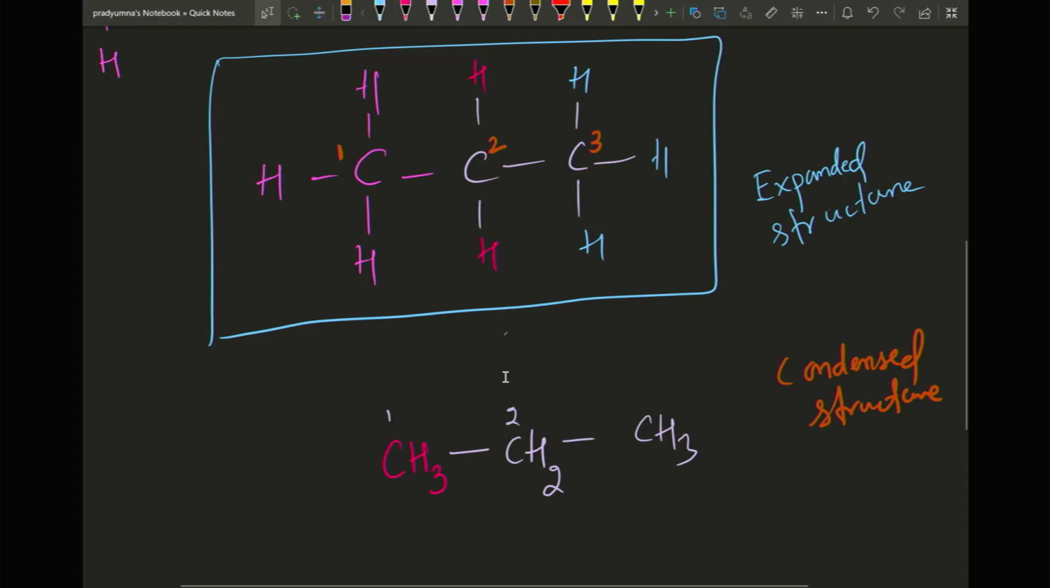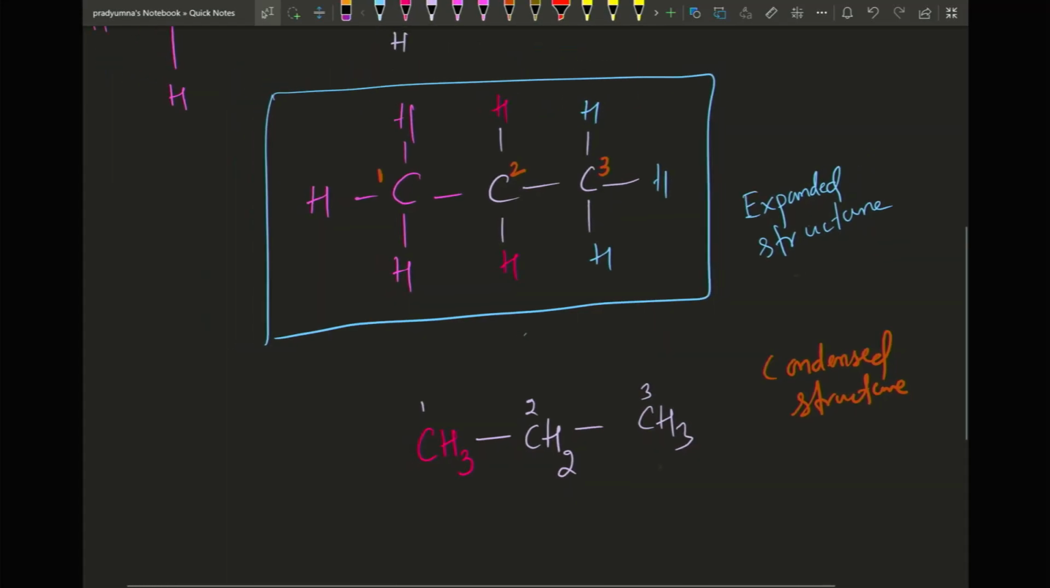And they're all connected by hyphens. So make sure you practice all this. Okay, so this is the condensed structures.